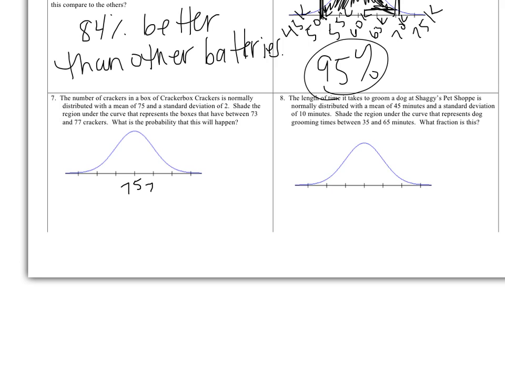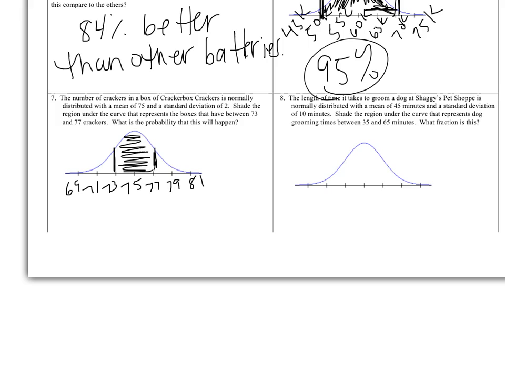So, 75, 77, 79, and 81, and then we're going to go backwards, of course, so 73, 71, and 69. And it says shade under the curve from 73 to 77, so I'm going to go from here to here, and then it's like, what probability is this going to happen?